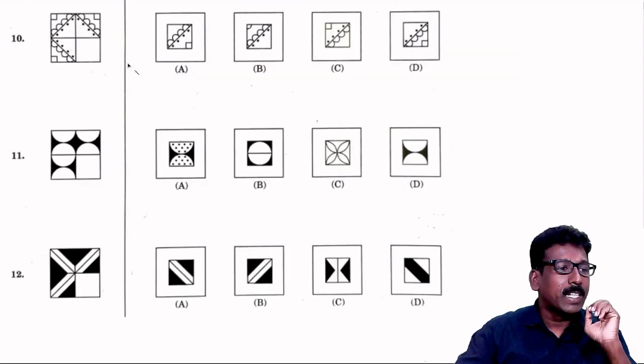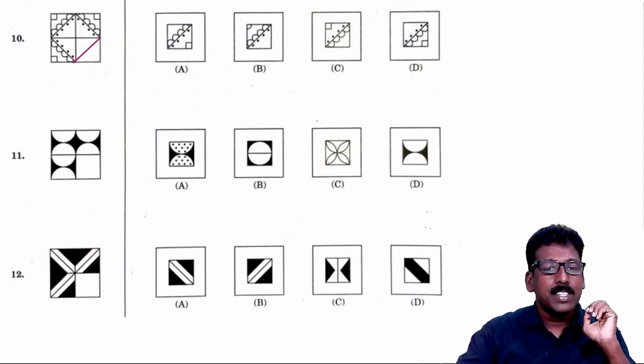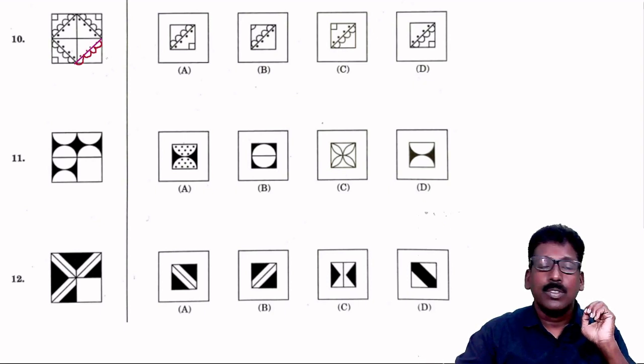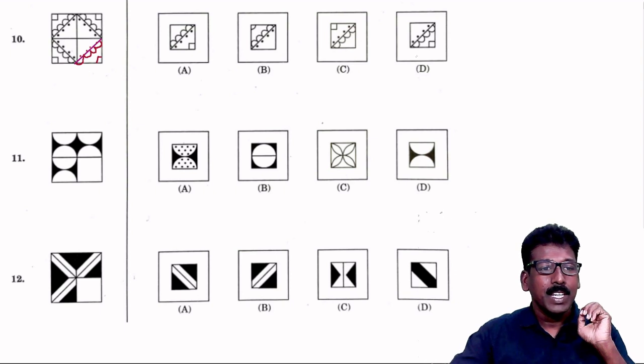Now look at question number 10. Here you can see one diagonal and a design in this way outside, and there are some points inside and a right angle mark also there. The same you can see here in D. So D is the correct option.